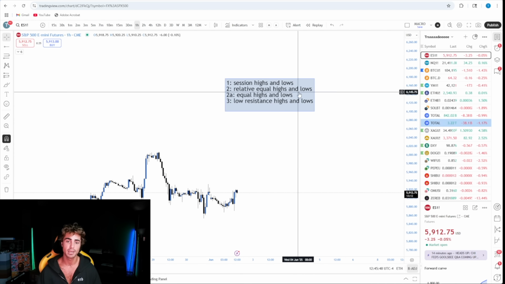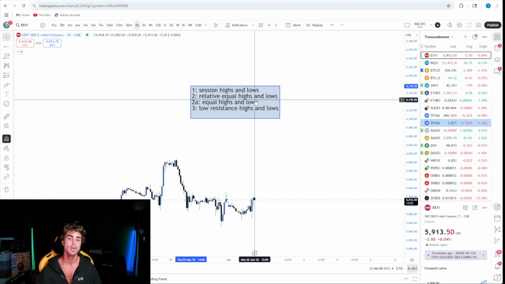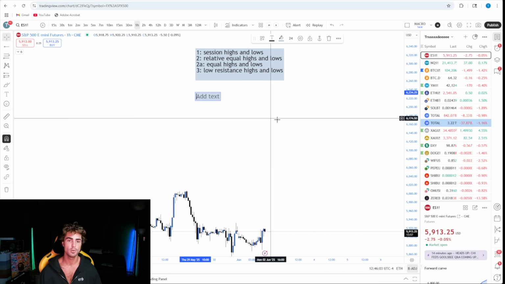So timing is a huge thing within liquidity sweeps because, again, I already mentioned this, when sessions open, that's when new money's coming into the market. It's going to want to move price in the direction that it wants to go. So we need to be able to identify when new money comes into the market.